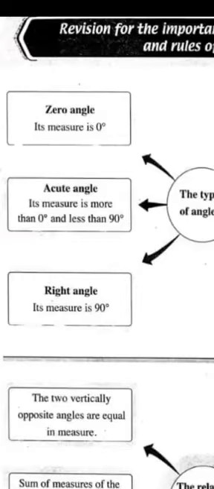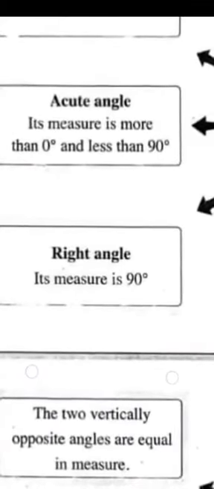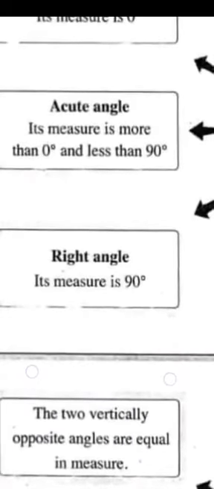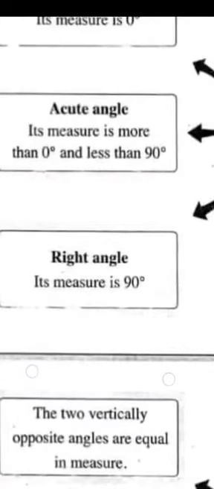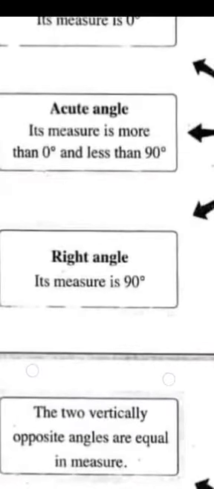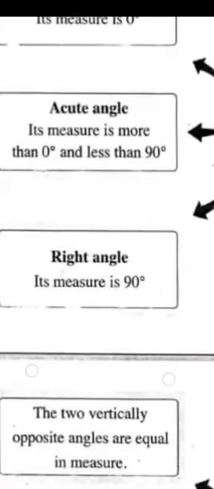Number 3, the right angle. The right angle is the angle whose measure is equal to 90 degrees. And we must know that its sides will be perpendicular. Again, the right angle, its measure is equal to 90 and its sides are perpendicular.